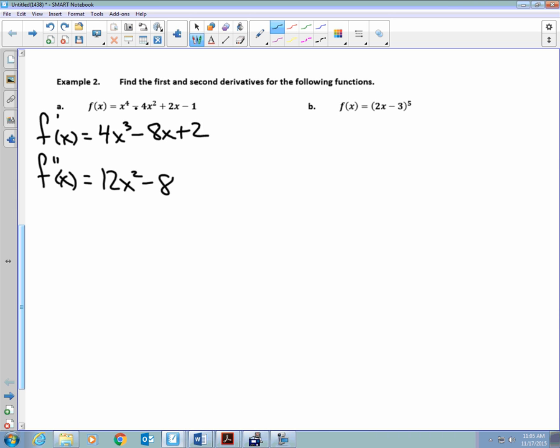Okay. B, f prime. What do I have to do to find f prime? Chain rule. Can we try it without making the boxes? What's the derivative of the inside? 2. What's the derivative of the outside? So you multiply, we get 10 times u to the 4th.